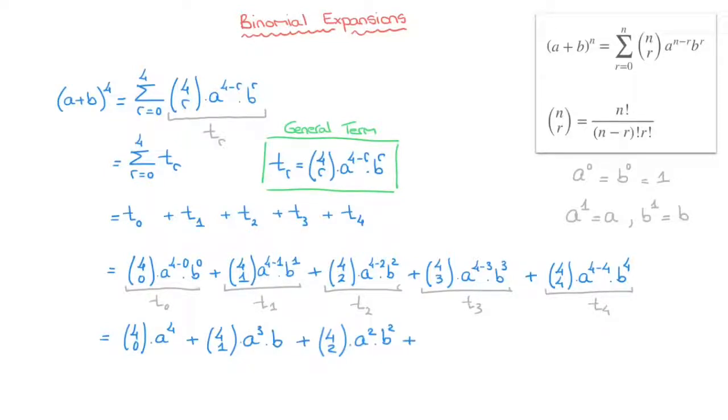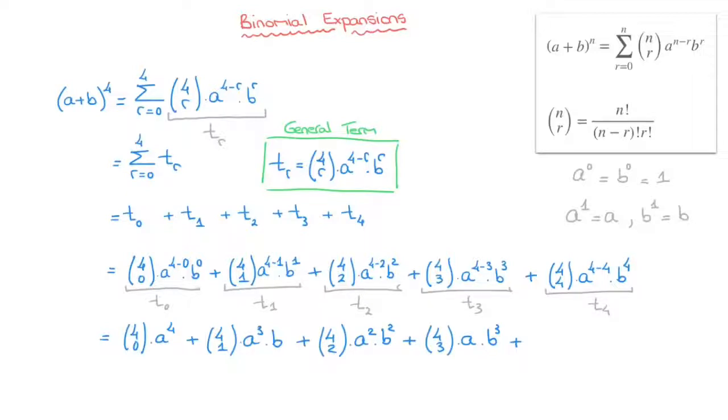We add on the next term, whose binomial coefficient is 4, 3. So I write that. That's 4, 3. And that multiplies a raised to the power of 4 minus 3. So that's a to the power of 1, which we simply write as a. So I just write a there, and that multiplies b raised to the power of 3. So I'll write b cubed there.